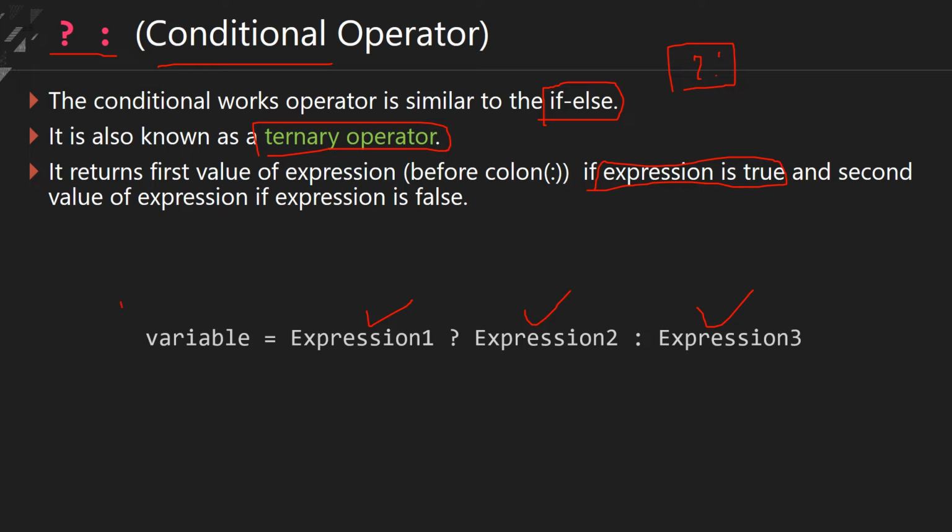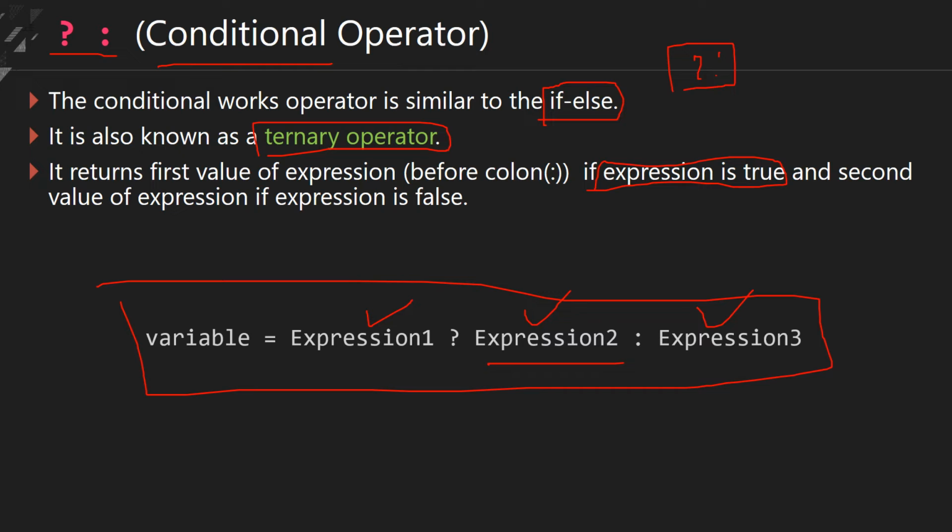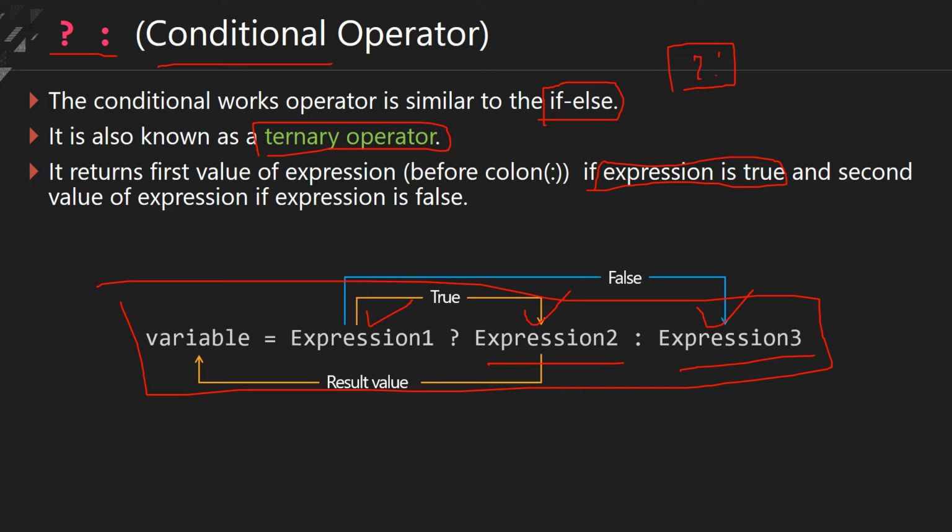This way you can directly check the condition, and based on whether it is true or false, if it is true, this will be evaluated. If it is false, expression 3 will be evaluated. When it is true, the result value will go to the variable. If it is false, then the value evaluated by expression 3 will go into the variable. Whatever value is evaluated by expression 3, that result will be stored in the variable. So this way you can evaluate.